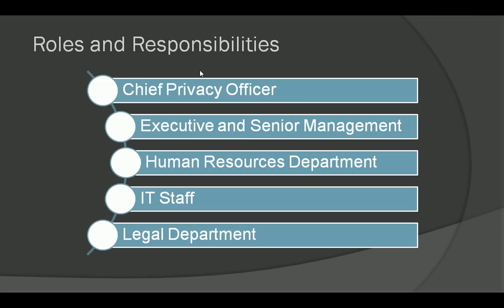Within our organization, we've got these types of folks. We've got our chief privacy officer, and executive and senior management, of course, who are going to be heavily involved in IT security policy. Human resources is usually responsible for enforcing policy, but also for making sure that the people who have violated the policy are punished for doing so. So again, that all helps with the enforcement.